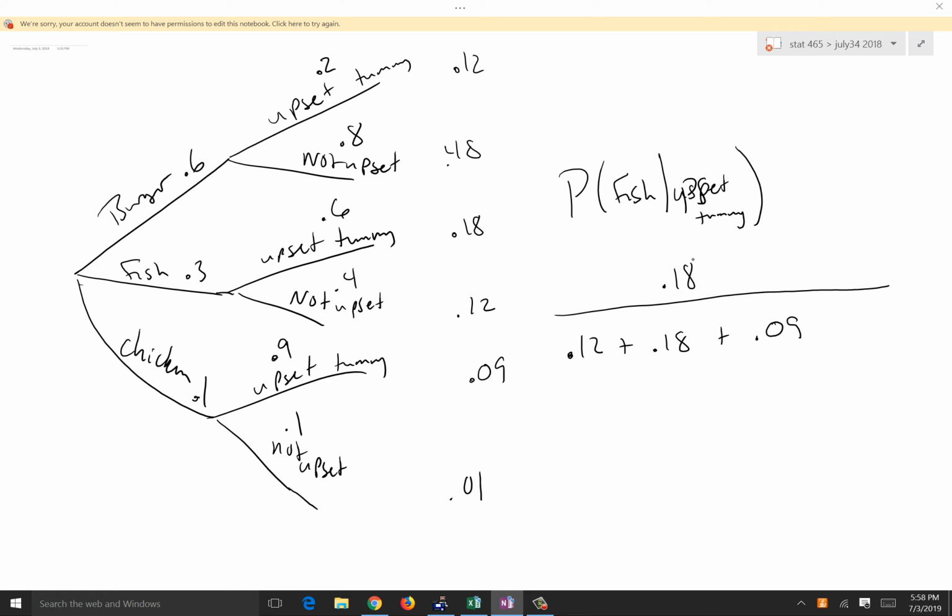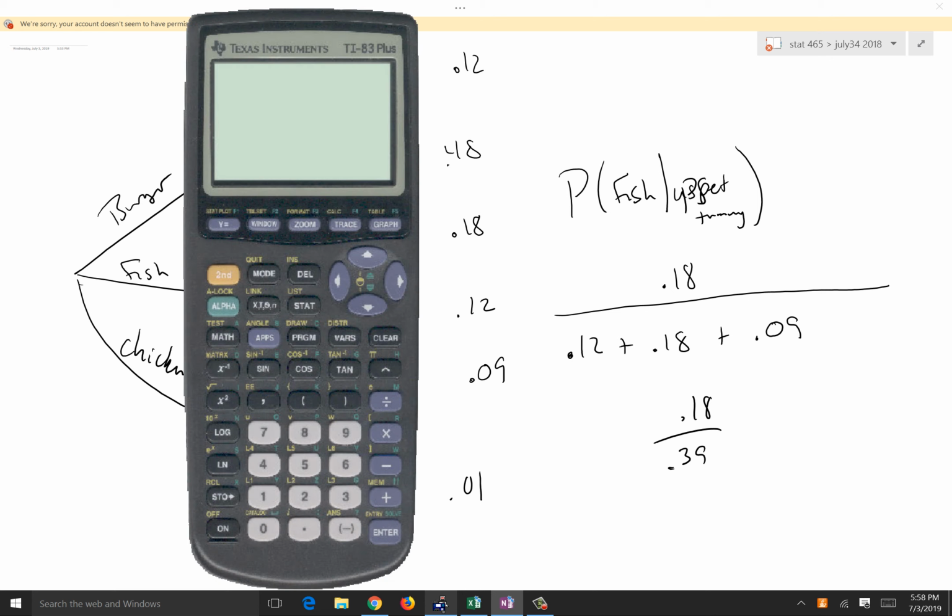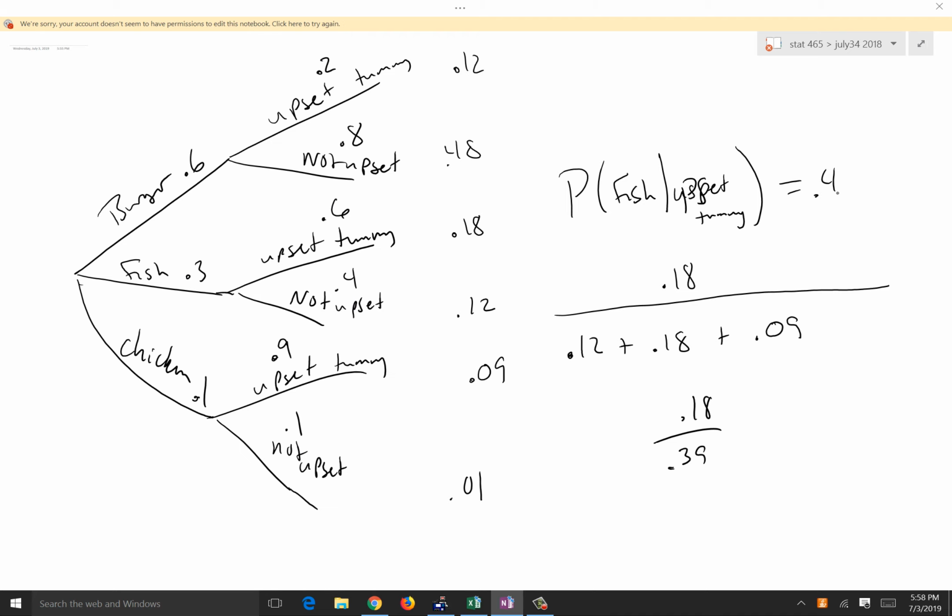Okay, so that's 18 out of 39%. Or in other words, about 46% chance that I had fish for lunch, given that I have an upset tummy. Okay? I don't know. That's just for me, maybe different for you, whatever. Okay? It's just a random problem. Very little difference to that. The difference is we're just working backwards to figure out where that came from.